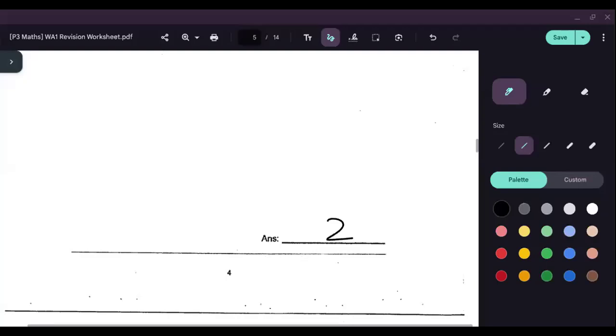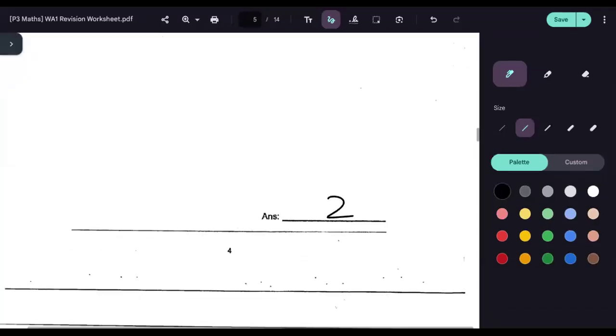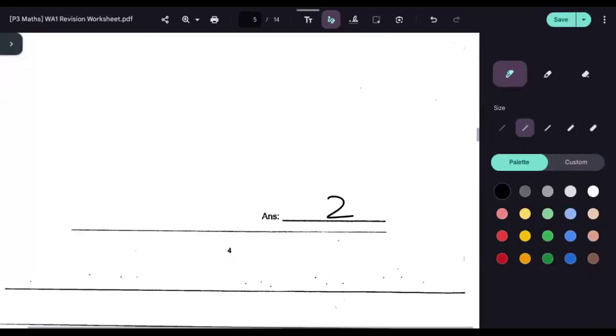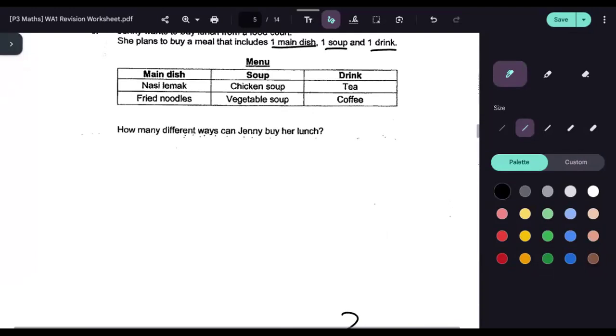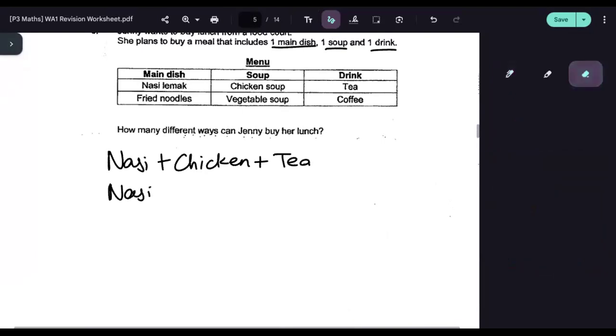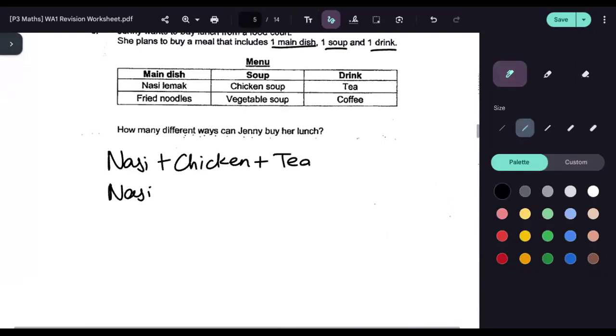Okay, yes. So the answer that you see here is 2, because she plans to buy one main dish, one soup, one drink, right? Meaning to say, she can buy one nasi, she can buy chicken soup, she can buy tea. There's quite a few ways that she can buy it. So it's not 2. Okay, this is the first way.